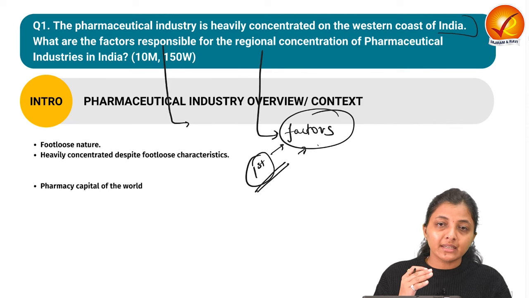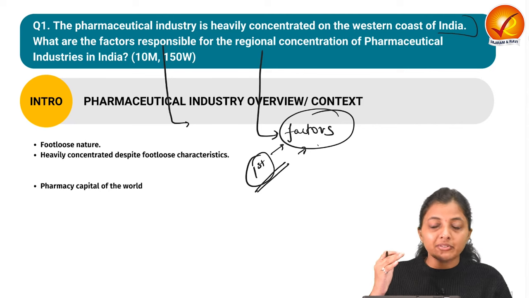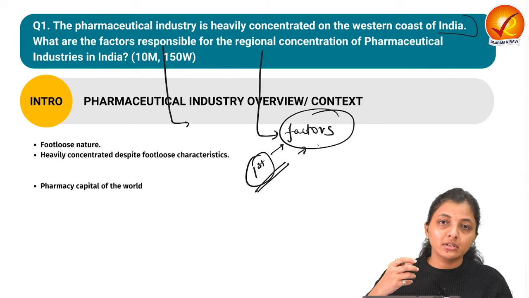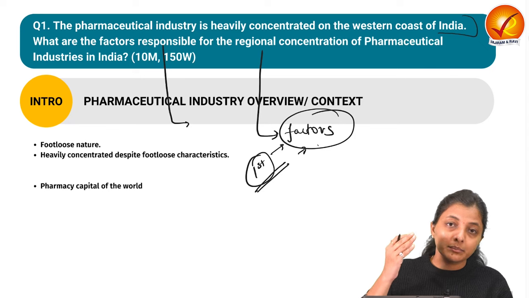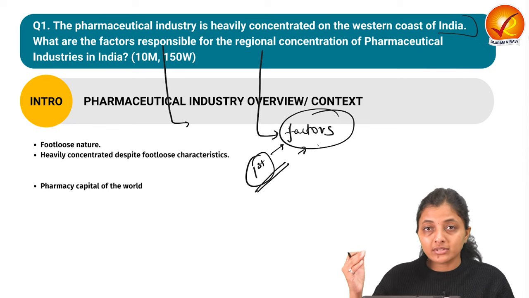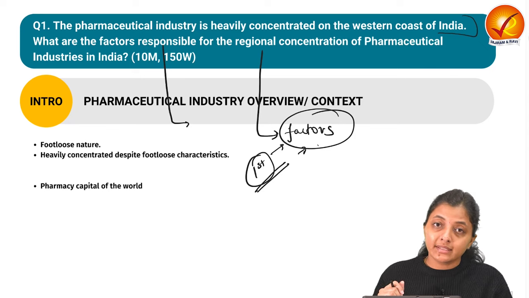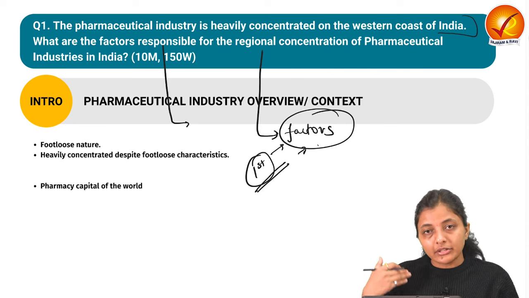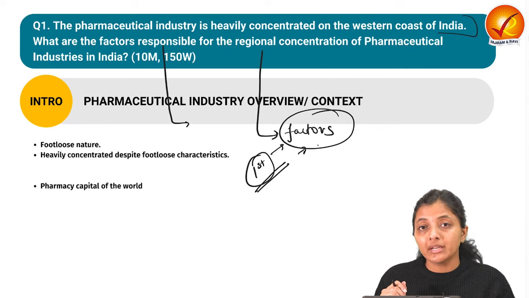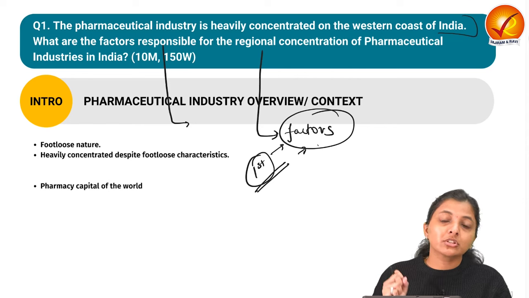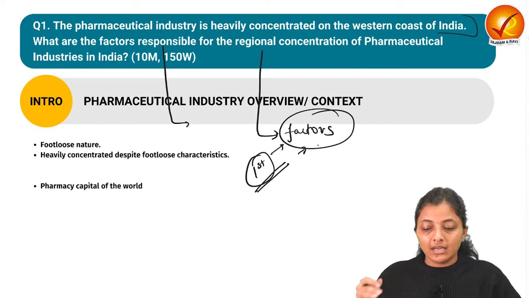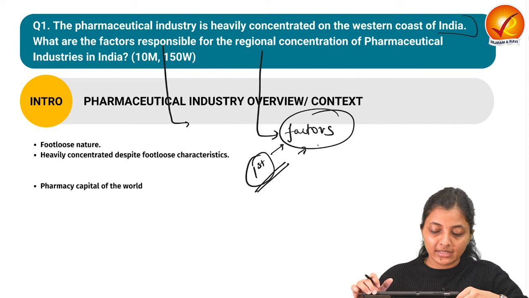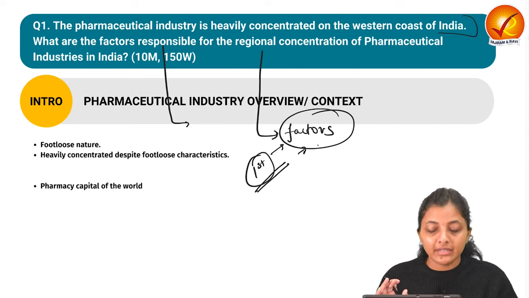But in recent times, the concentration or location pattern is diversifying towards other parts of the country as well, like Baddi in Himachal Pradesh, Sikkim, Hyderabad, etc. And also, in the conclusion, we can tell about some governmental initiatives for the expansion of the manufacturing units of the pharmaceutical industries. This way, our answer flow would be there. So let's start with the introduction.